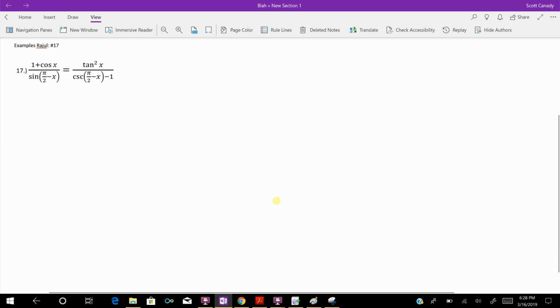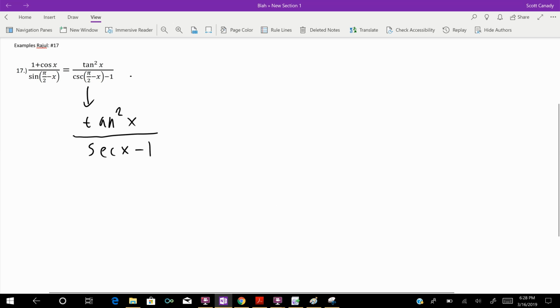So the very first thing that I see about this is that I have this identity right here. That's a cofunction identity. And so cosecant of pi over 2 minus x is going to equal secant of x. So we're going to go ahead and do that first. So this becomes tangent squared x over secant of x minus 1.